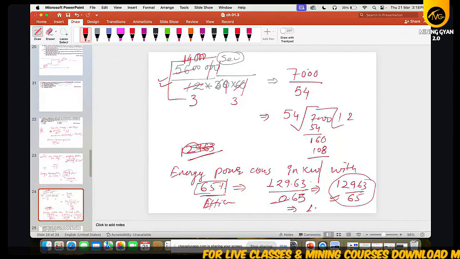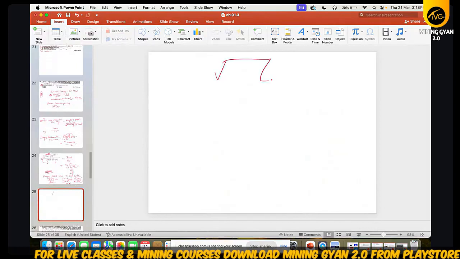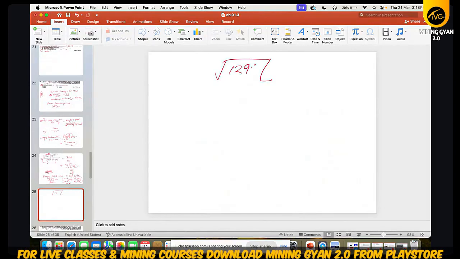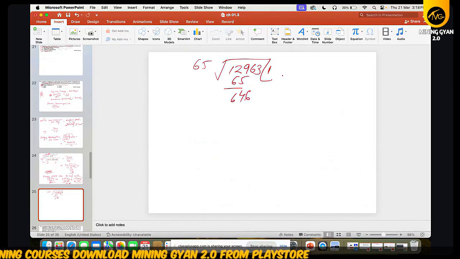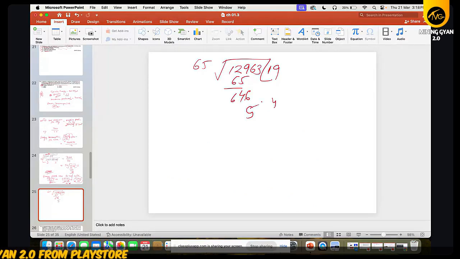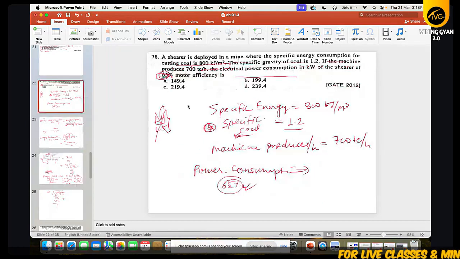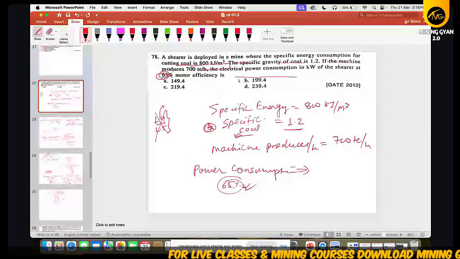So its value will be... let me just calculate it, wait. What will its value come to? 112,963 divided by 65. So 165, 4, 6, 6, then 9. So like that, we get the answer 19. We have only one option, so the answer will be this.